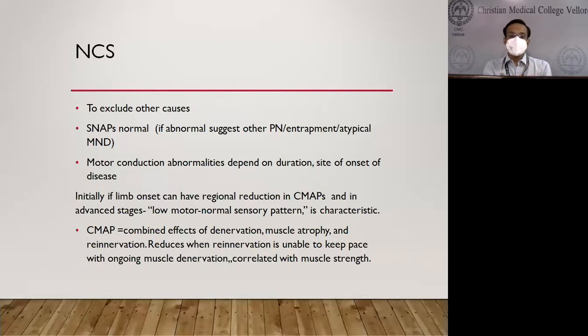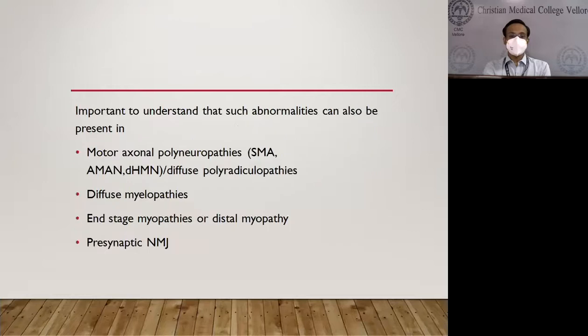So the CMAP gives us a global overview on what is the denervation that's happening and what is the pace of the reinnervation that is happening. So if they're able to keep pace, the CMAP may not fall at all till the end. So when the CMAP falls, we understand that the reinnervation is not able to keep pace with the denervation.